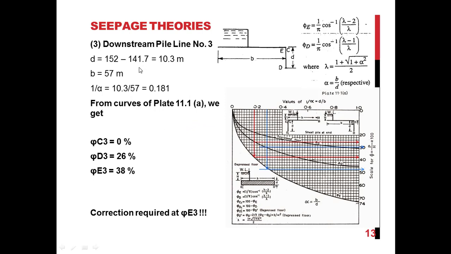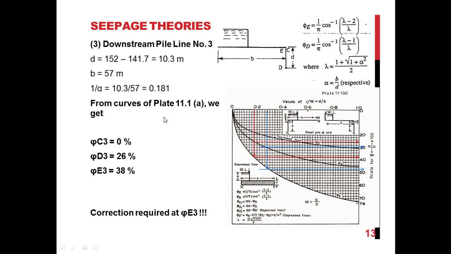Now we will find the percentage pressure on the sheet pile line number 3. T is equal to 152 minus 141.7. 152 is the reduced level of the top and 141.7 is the reduced level of the bottom, already given in the figure. So the total depth of sheet pile number 3 is equal to 10.3 meter. B is equal to 57 meter, already given. So 1 over alpha is equal to 10.3 divided by 57, equal to 0.181.